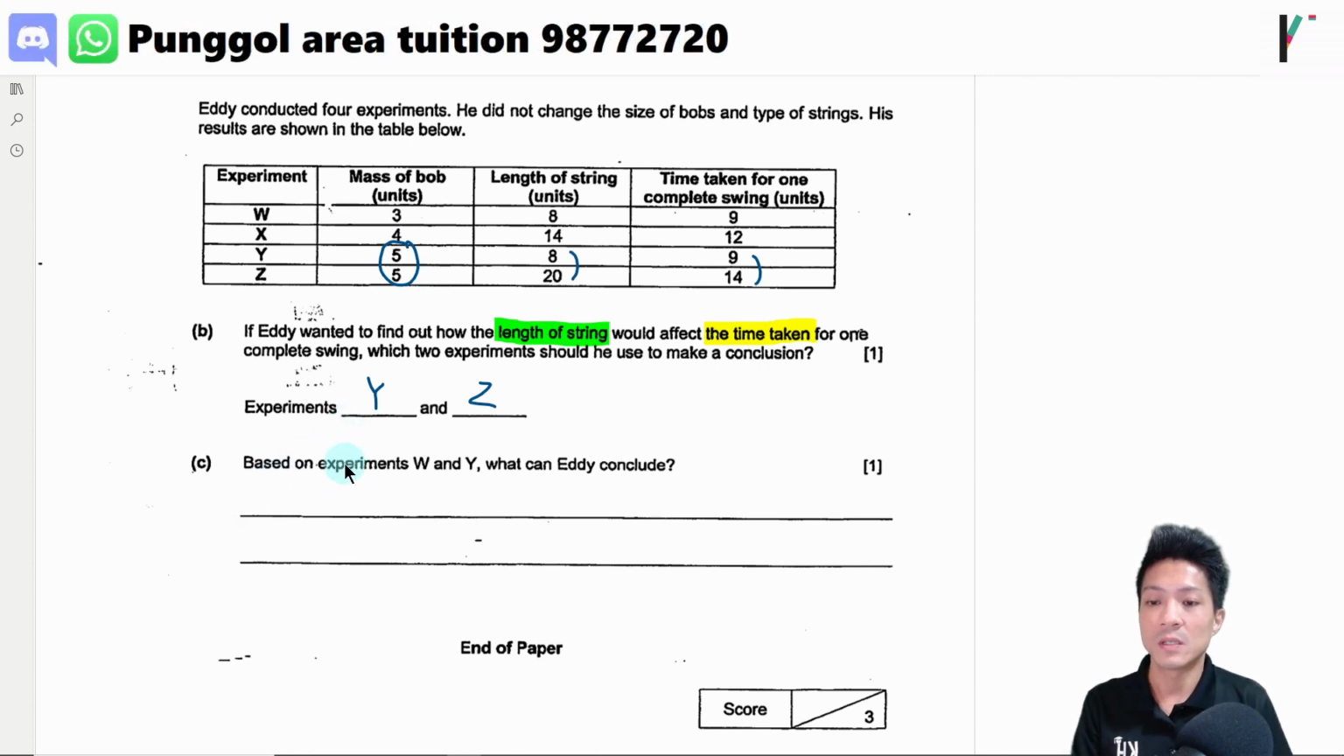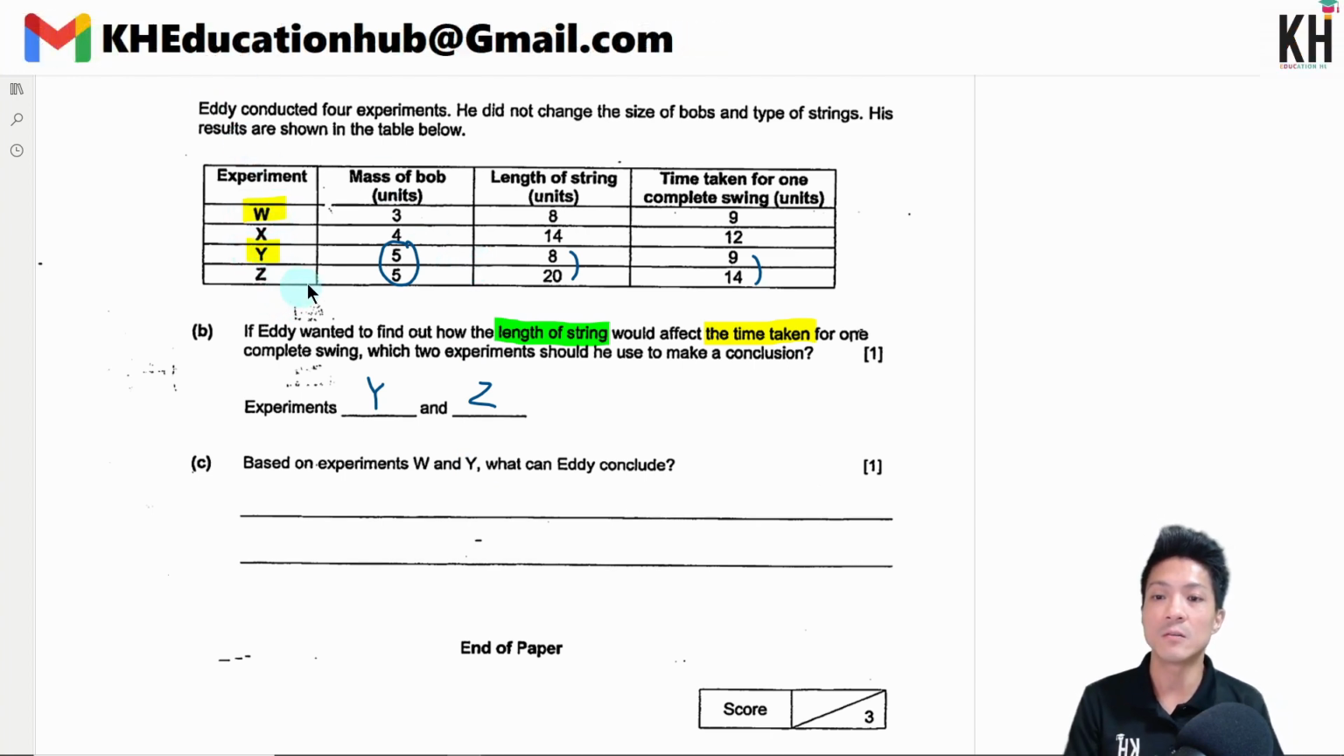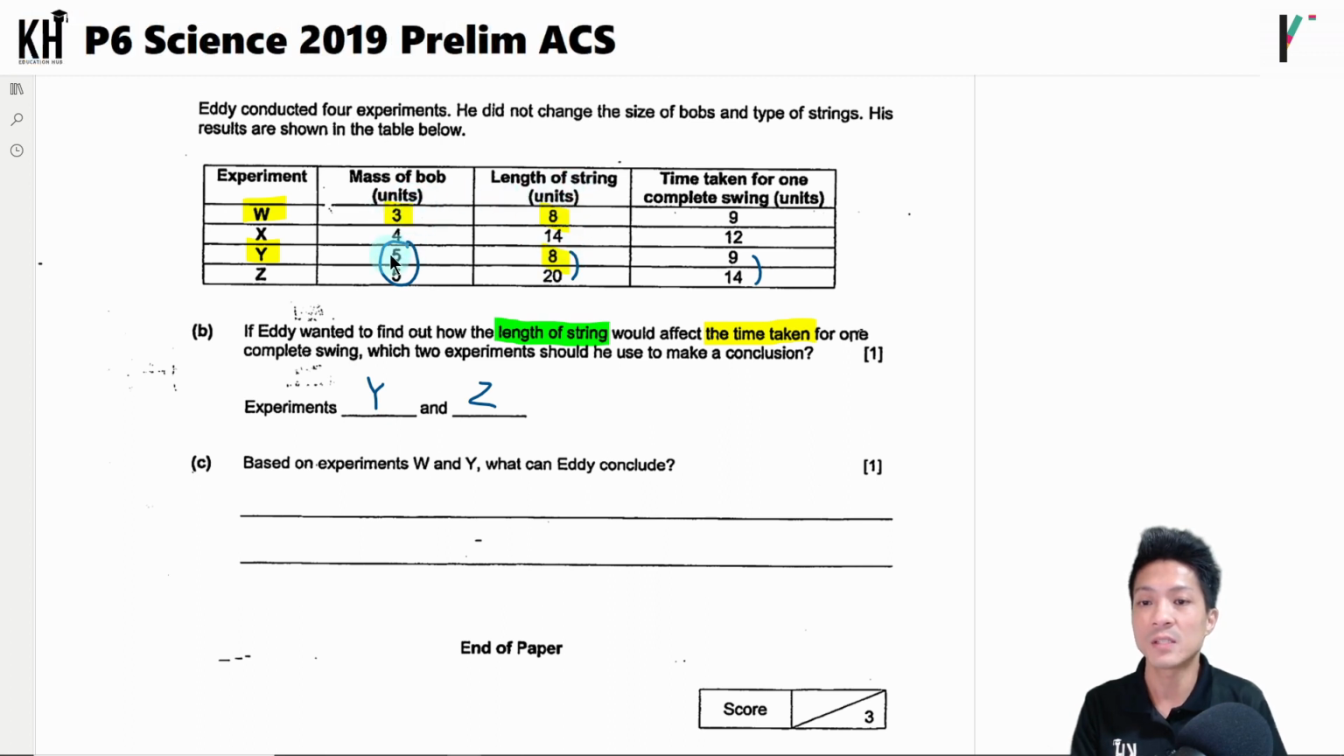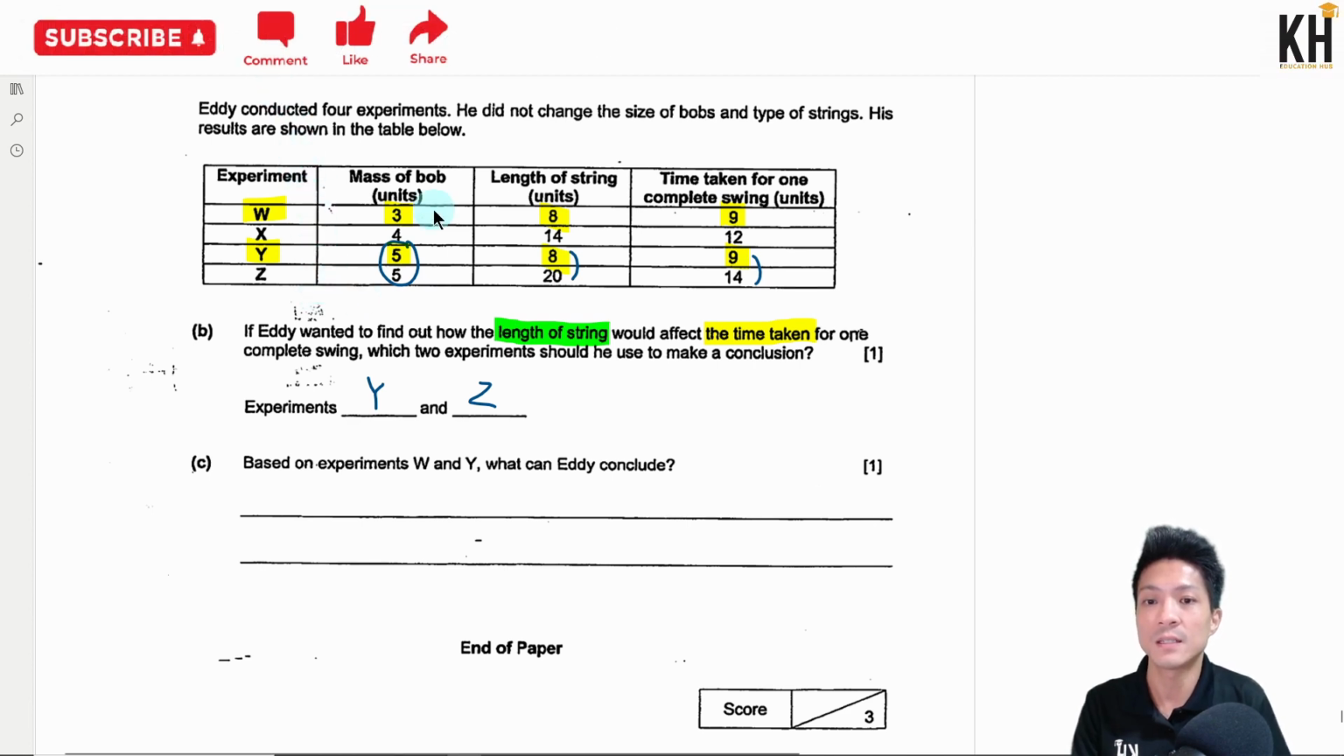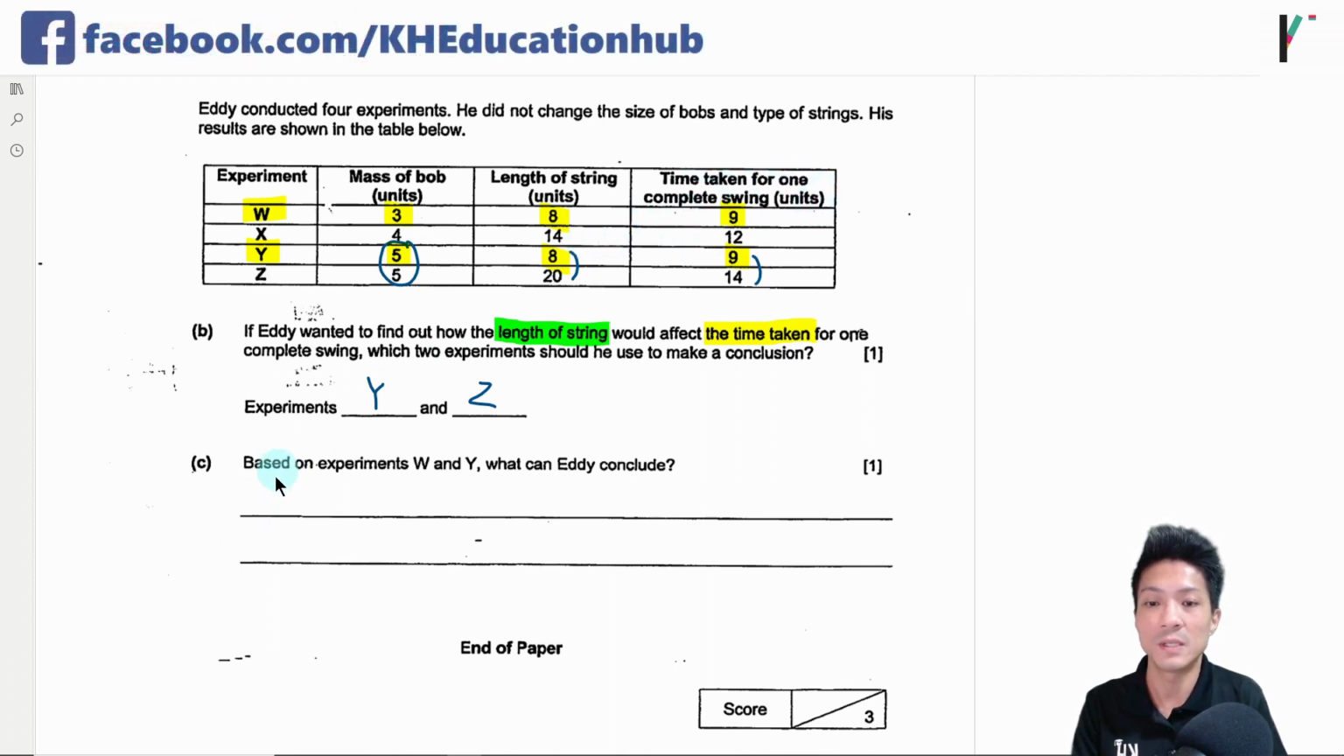Based on experiment W and Y, what can Eddie conclude? So for W and Y, this is the constant variable, right? The length of the string, and you can see that the mass of the bob is changed. But the time taken for one complete swing remains the same. So in this case, we can tell that the mass of the bob does not affect the time taken for one complete swing to take place.